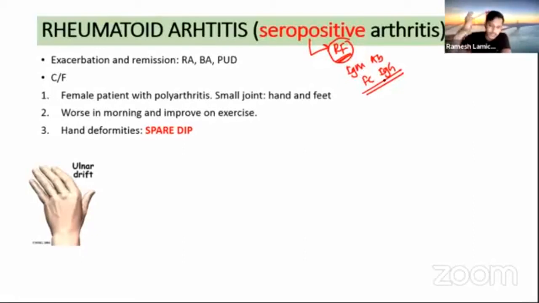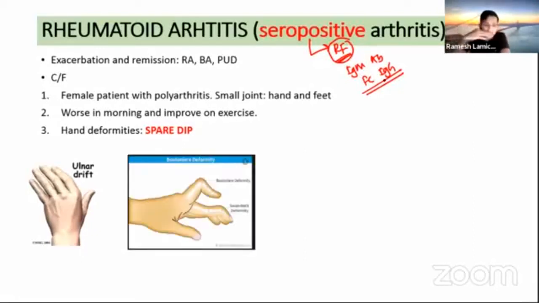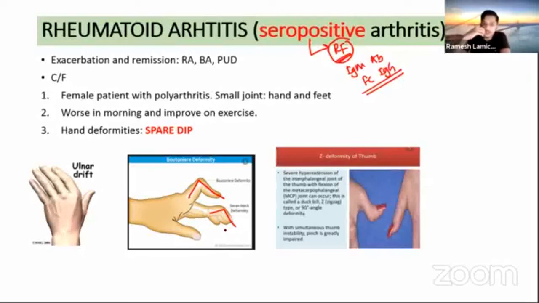Ulnar drift means the hand deviates towards the ulnar side. Another is the boutonniere deformity and swan neck deformity. This is not distal interphalangeal joint involvement, okay, there is a tendon involvement that causes the features of the swan neck deformity. Another is the Z deformity of the thumb. Whenever there is a hyperextension of the interphalangeal joint, as you can appreciate, there is a formation of a Z-like shape, so that is the Z deformity of the thumb. So this is another feature.